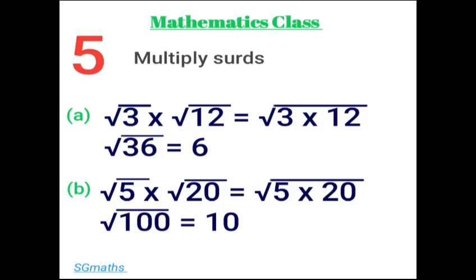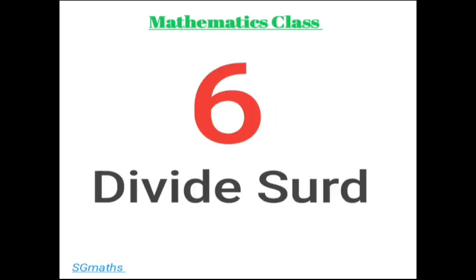Okay, so you have to multiply sods. Look at that B also. We have root 5 times root 20. Multiply them together. 5 times 20 gives us what? 100. And when you find root 100, you get what? You get 10. So sometimes you have to multiply sods. Please take note of that. And the next one, you divide sods. That is step 6. You divide sods.